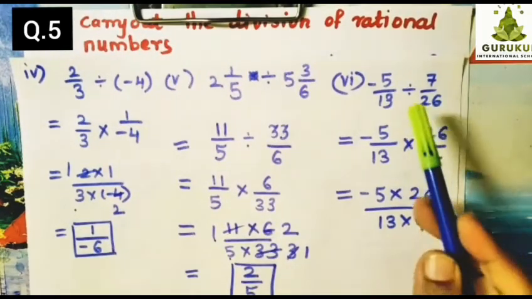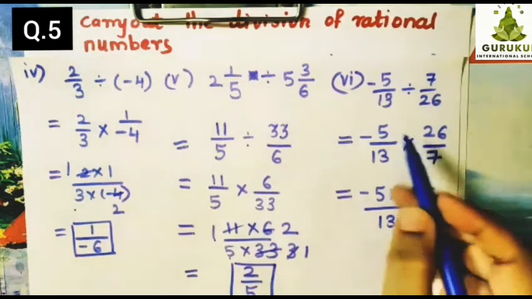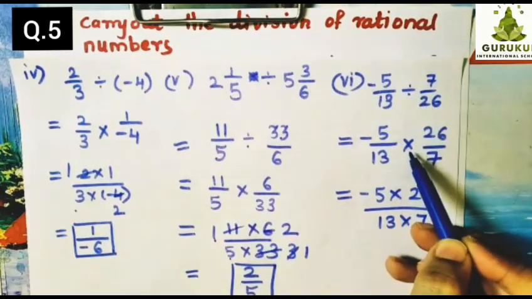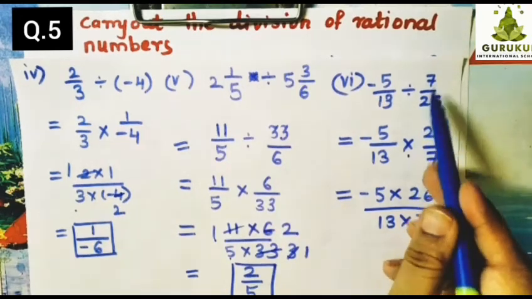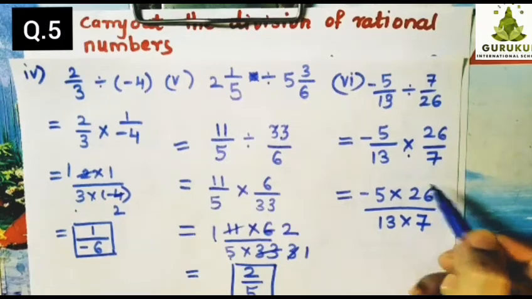Okay. Now in sixth sum, minus 5 upon 13 divided by 7 upon 26. Here, first fraction write it as it is. Convert division's fraction symbol to multiplication, and then you have to write the inverse for second fraction. So it will be 26 upon 7.